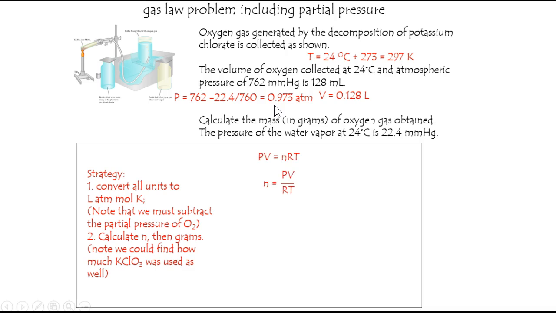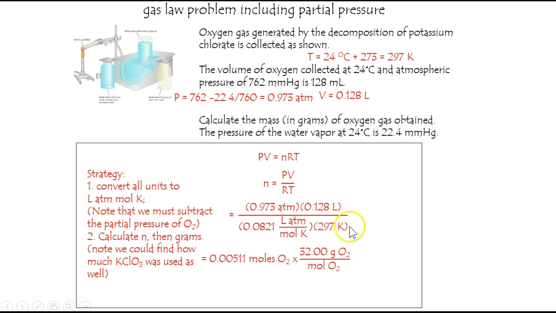Let's rearrange for N. PV equals nRT, so P is our pressure, which is all cleaned up. V is our volume, which is all cleaned up. Everything's all cleaned up. R is just a number. Throw in the units. Good for me. I got all the units in there. And convince yourself that when you cancel everything, you will get N, which is how many moles of oxygen, which is not many.